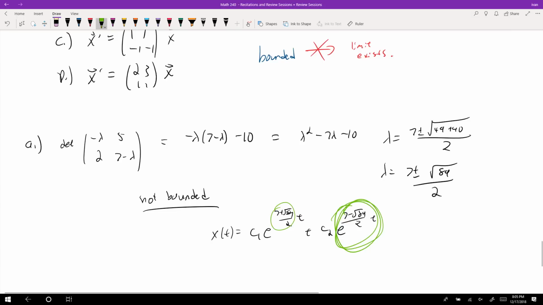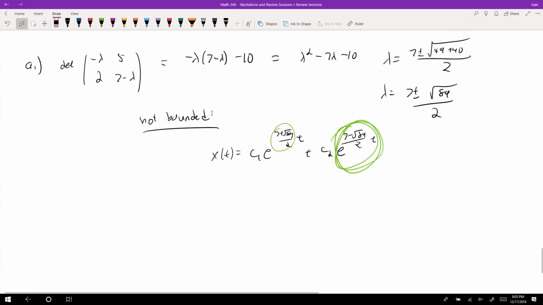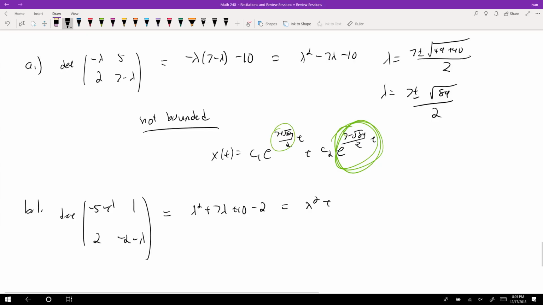Any other questions? All right, so that's the first one. B, then you want the determinant of negative 5 minus lambda, 1, 2, negative 2 minus lambda, which is equal to lambda squared plus 7 lambda plus 10 minus 2. So that's lambda squared plus 7 lambda plus 8. All right, it was really popular to factorize this as lambda plus 1, lambda plus 7.